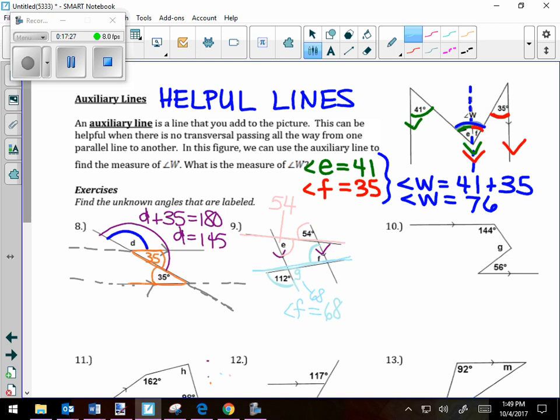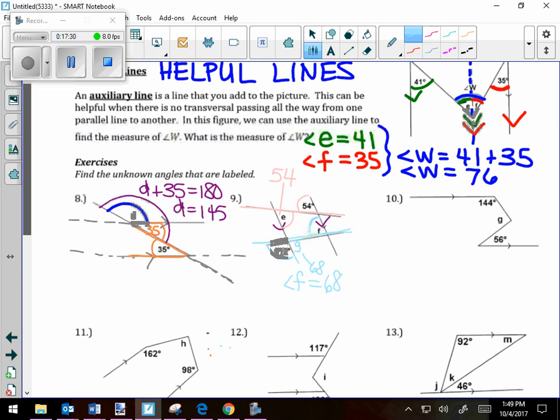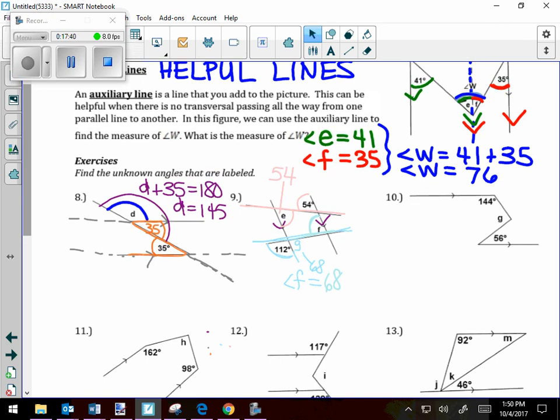Question 10 is one of the questions where you have to draw your own auxiliary line. In this particular picture, angle G is not related to either the top or the bottom parallel lines because it sits on a crooked transversal. So in this case, what we need to do is draw in an auxiliary line that actually splits angle G into two parts. So we're going to take it and split it into part A and part B. So what we know is angle G is really equal to angle A plus angle B.